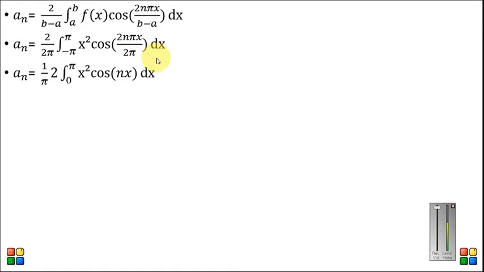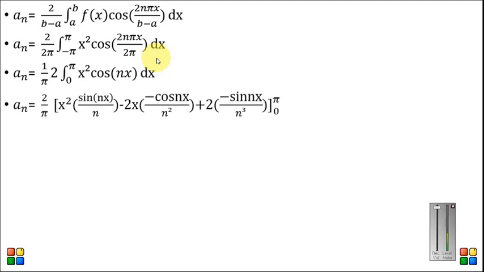So how to solve this? an equal to 1 upon pi integral. Here we have used the definite integral property, 0 to pi x square cos. Now here 2 pi will be cancelled by 2 pi, that's why x square cos nx dx. Now here we will use the chain rule. an equal to 2 upon pi, x square. What is the integration of cos nx? That is sin nx, right? And the coefficient of x is n. That's why here it is n.